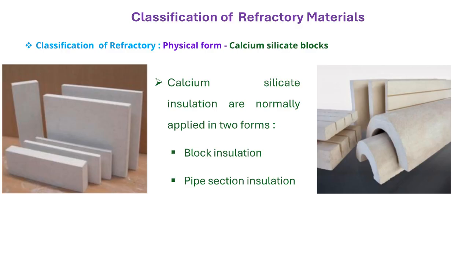Second form, pipe section insulation. For cylindrical equipment like vessels or pipes, calcium silicate is produced in curved sections that fit neatly around the pipe. This ensures tight insulation without gaps or wasted material. Pipe sections are available in a wide range of diameters, from small process pipes to large industrial ones, with standard fittings for easy installation. The choice between block and pipe insulation depends on the geometry of the equipment. Blocks are versatile and economical for furnace walls, while pipe sections are purpose-built for cylindrical applications.